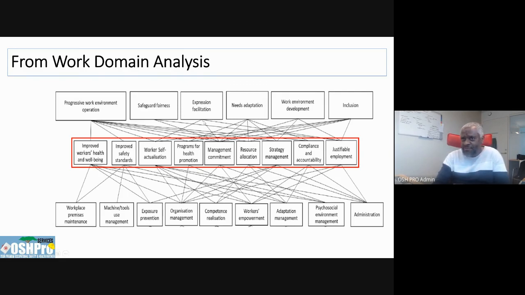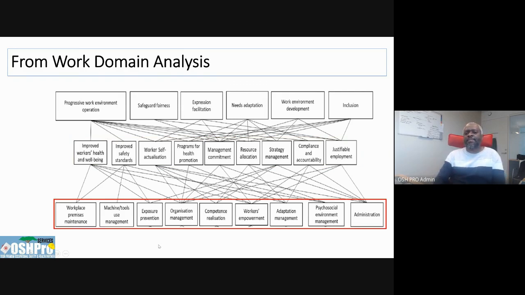So the lines going across, I'll explain the lines, so don't worry about them. I'll explain the lines zigzagging across. And the third part is the functional purposes. So what do you have to do to make sure that the values and the purposes are attained? The workplace premises have to be maintained, and we'll talk about that a little bit more. Machine tools use management. You have to have exposure prevention, organization management, competence realization. We'll come into details of all this, so I'm just listing them now. Psychosocial environment management, administration.